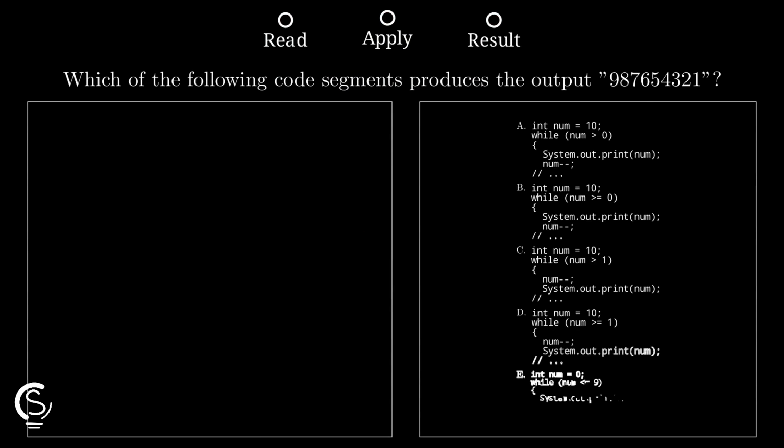Look at option C where we start with 10. The while loop checks if 10 is greater than 1. Since it is, we immediately decrement the number to 9 and print.